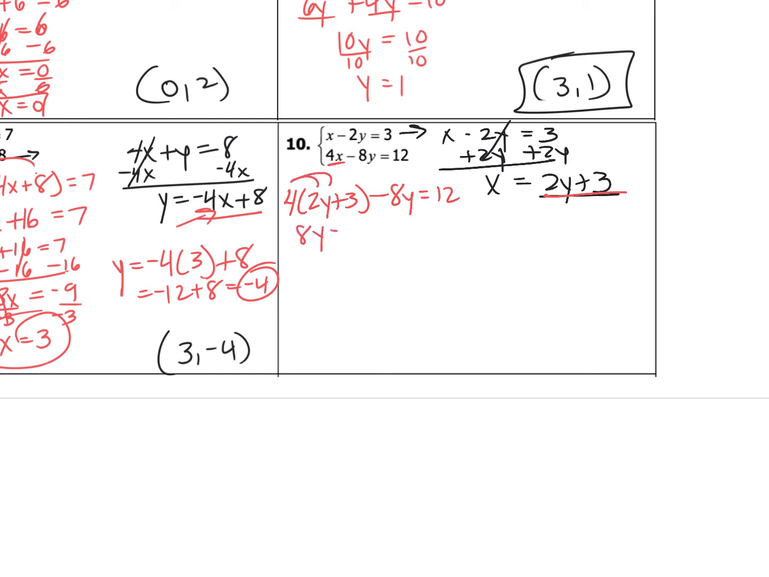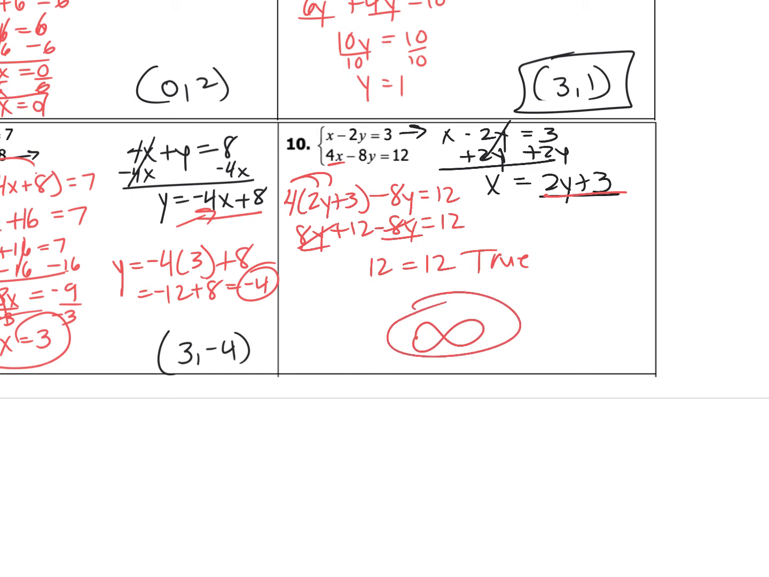Distribute, 8y plus 12 minus 8y equals 12. Combine like terms, they cancel out. So I get 12 equals 12, which is a true statement, which means infinite solutions. Means it's the same line. Okay.